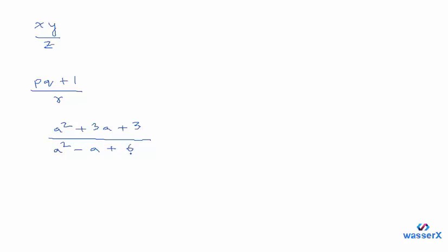For example, xy over z is an algebraic fraction that's got xy, or x times y, as its numerator and z as its denominator. In the same way, pq plus 1 over r is another algebraic fraction that's got p times q plus 1 as its numerator and r on the denominator. Similarly, you could have a squared plus 3a plus 3 as the numerator and a squared minus a plus 6 as the denominator of an algebraic fraction.